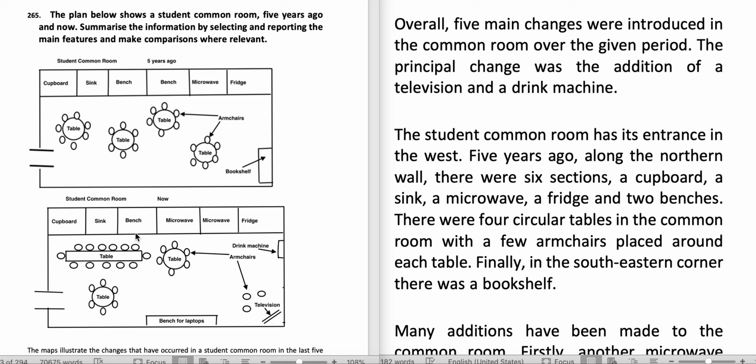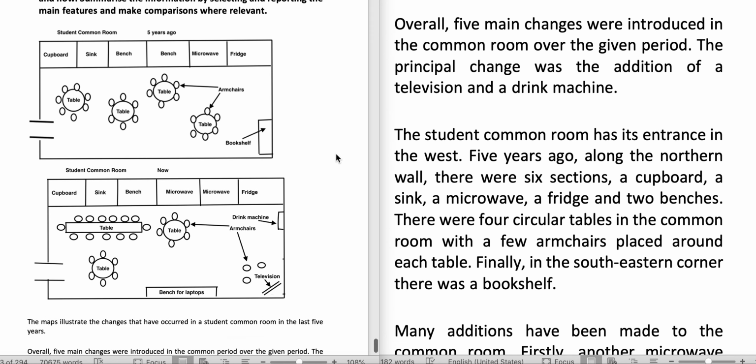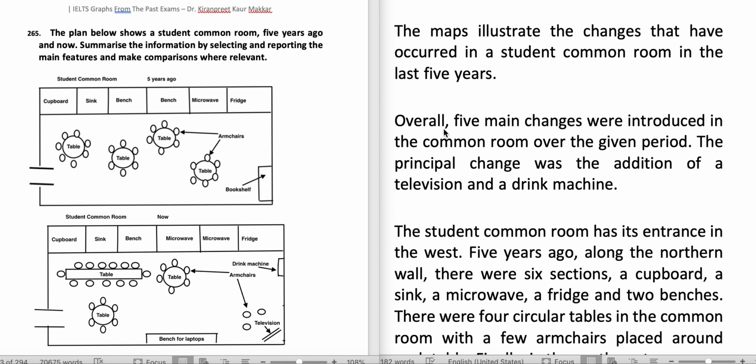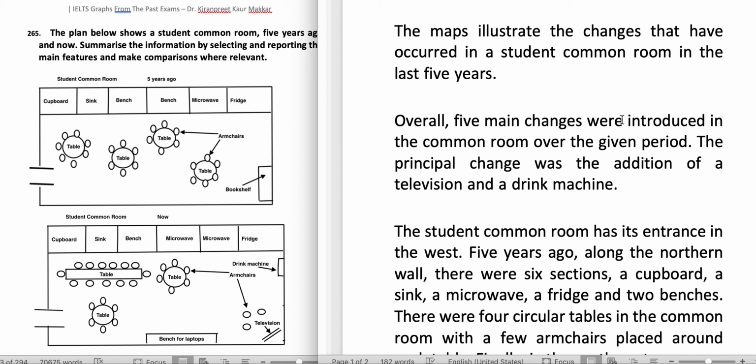So here this is very important to see, and at one or two odd places you should also mention the directions, which look good when you explain a map, and the rest you will just see when I explain it to you. So this is the explanation of the map, the introduction. The maps illustrate the changes that have occurred in a student common room in the last 5 years. So changes which have occurred in the last 5 years.